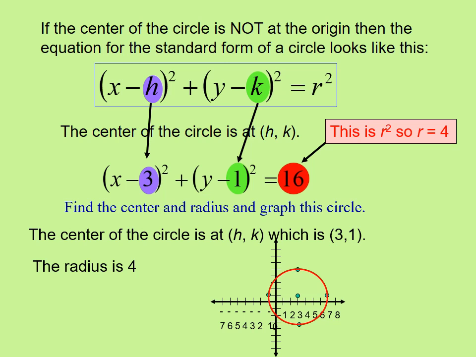So, sa atong graph, first, i-plot nato ang center. Ang atong center naa siya sa first quadrant of the Cartesian plane since 3 and 1 are both positive. I-plot daan ninyo ang 3 ug ang 1. Mao na siya karon ang inyong point where you will start counting 4 units to the right, 4 units to the left, then 4 units up, and 4 units down. Connecting the 4 points, mao na siya karon ang graph of the circle x minus 3 quantity squared plus y minus 1 quantity squared is equal to 16.